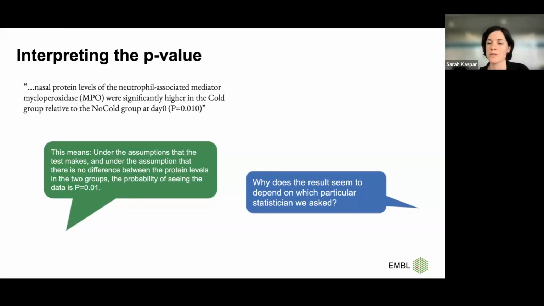So if you were wondering why results sometimes seem to depend on which particular statisticians you asked, well, one answer might be that maybe you phrased your research question slightly differently in the two cases, but also another important answer is that, well, the assumptions matter, right? And it's always good to question the assumptions and ask yourself whether they are somehow reasonable. So in this case, the authors used the Wilcoxon test. This is a very popular test because it makes very few assumptions on the data. So there's also little to argue about.